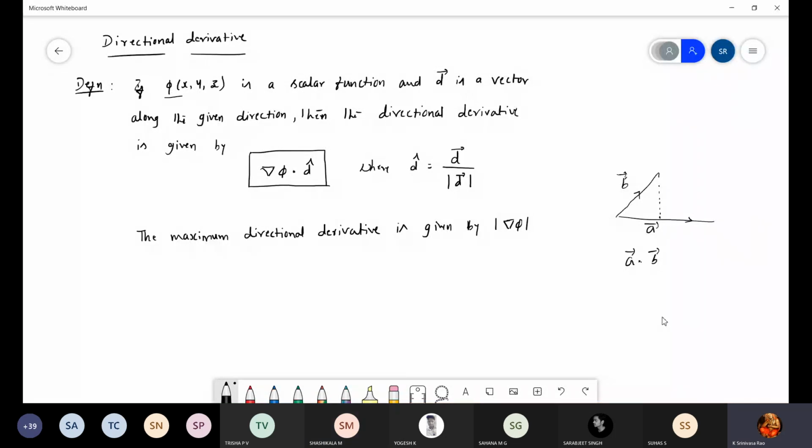Take down the problems. Simple. So they will give phi and they will give one directional vector. You take directional vector as d, and for a given phi you calculate grad phi and find out directional derivative, which is grad phi dot d cap. It is a dot product. Okay, so take down the first problem.